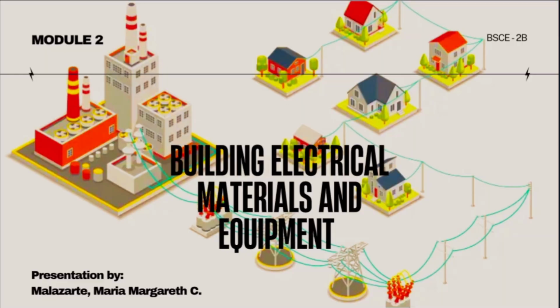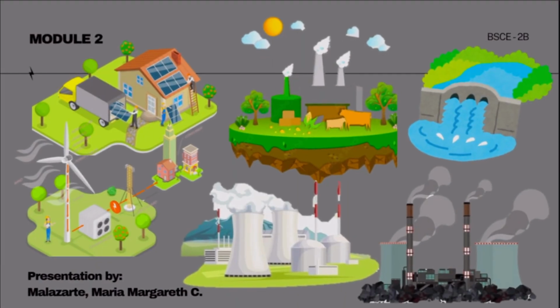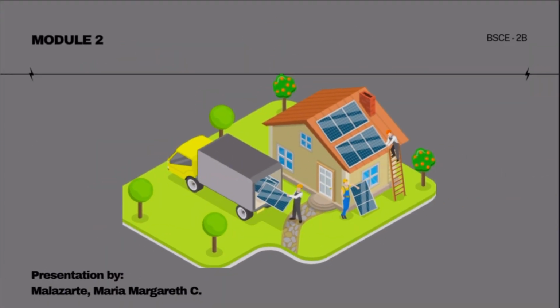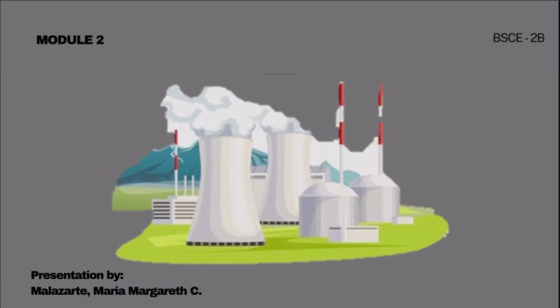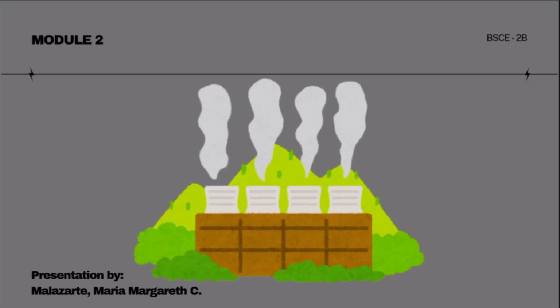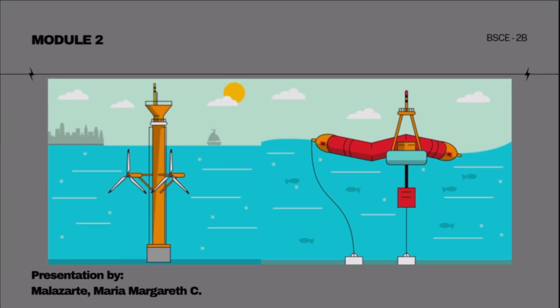How it is generated and transferred to our homes? If you are, then you are in the right video. There are actually a variety of ways in which electricity is generated or made. It could be in solar panels, wind turbines, biomass, hydroelectric, nuclear, and fossil fuels. And then there is also geothermal energy, tidal power, and wave power as well.